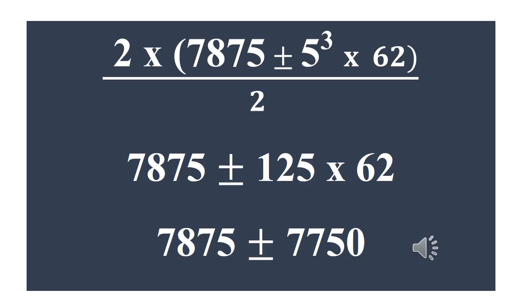So then, since we have factored out 2, the 2 in the numerator cancels out the 2 in the denominator. So we have 7,875 plus or minus 125, that is 5 raised to the power 3 is 125, then times 62. So we now have 7,875 plus or minus 7,750. That is 125 times 62 will give us 7,750.